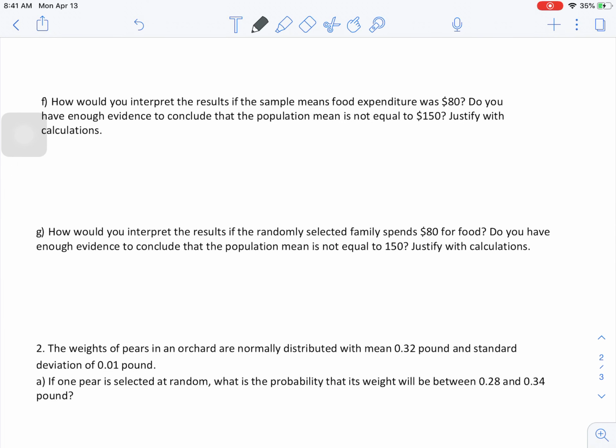Part F. How would we interpret the results if the sample mean food expenditure was $80? Do we have enough evidence to conclude that the population mean is not equal to 150? Well, let's suppose that the sample mean food expenditure is $80. So let's see what percentile $80 is at.